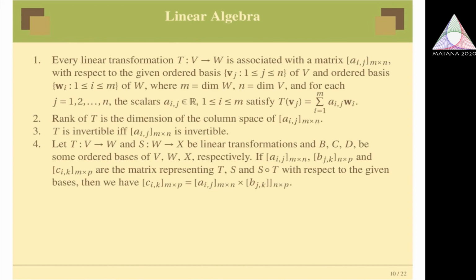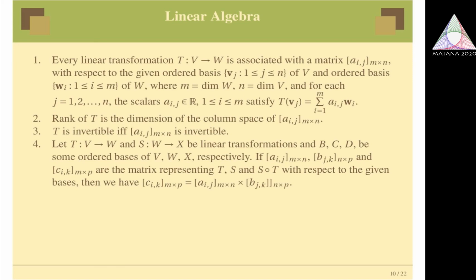To discuss the relationship between a linear transformation and a matrix, first we introduce the notion of an ordered basis. Let V be a vector space over R. V1, V2, ..., Vn is said to be an ordered basis of V if it is a basis and the order in which the Vj's are arranged is fixed. That is, we won't interchange any Vj with any Vk. For a given linear transformation T from V to W, an ordered basis V1, V2, ..., Vn of V and an ordered basis W1, W2, ..., Wm of W, we associate a matrix Aij as follows.